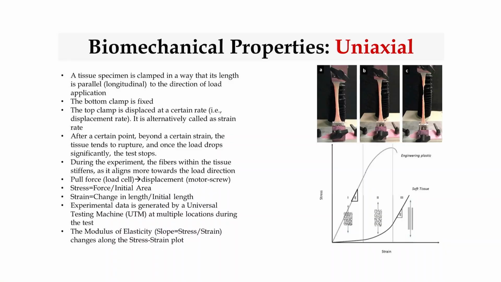During the experiment, the fibers within the tissue stiffen and align more towards the load direction. Now, what does this term actually mean? When you first get a test specimen, typically you will not be an expert in the anatomy of the human body. You may or may not know how the fibers are aligned. If you know, that is great.